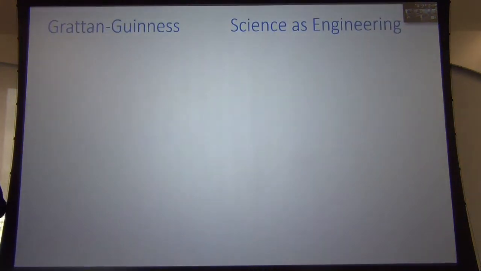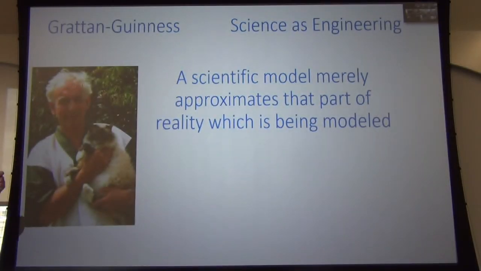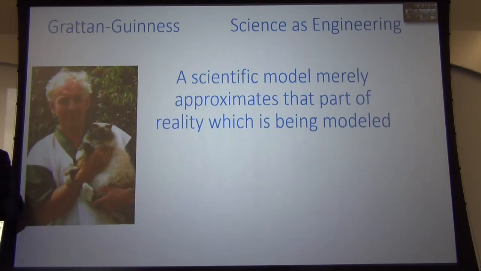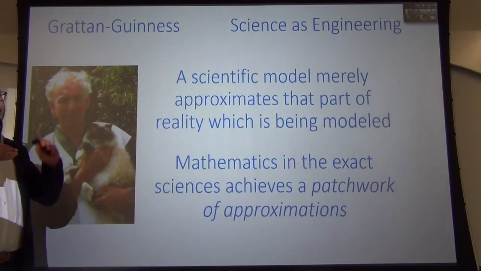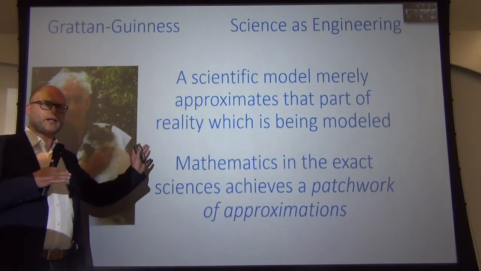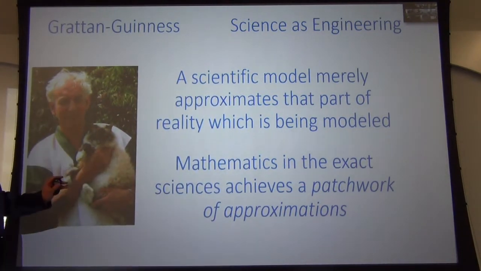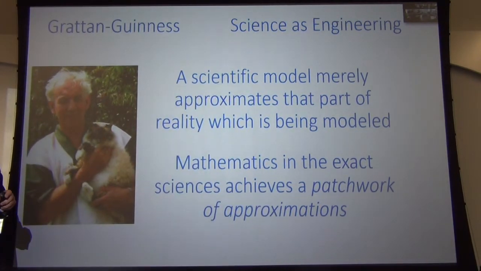Then we have Grattan Guinness. Well, paraphrasing him, a scientific model merely approximates that part of reality which is being modeled. Mathematics in the exact sciences achieves a patchwork of approximations. Now we can agree or disagree with this position, but it's simply a fourth profile in the story, a fourth way of looking at all of this.